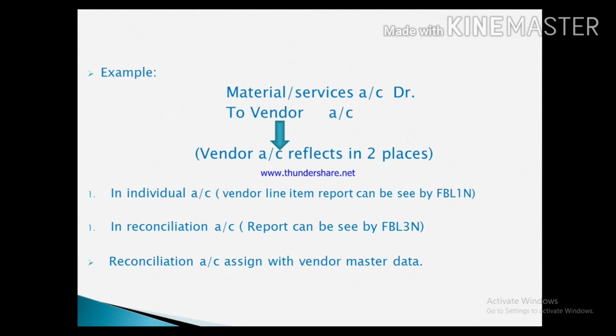For example, material or services is purchased, so the entry will be material or services account debit to vendor account. It reflects at two places. First is in individual account and another is in reconciliation account. Now friends, we will create some ledgers, journal ledgers under the T code FS00.